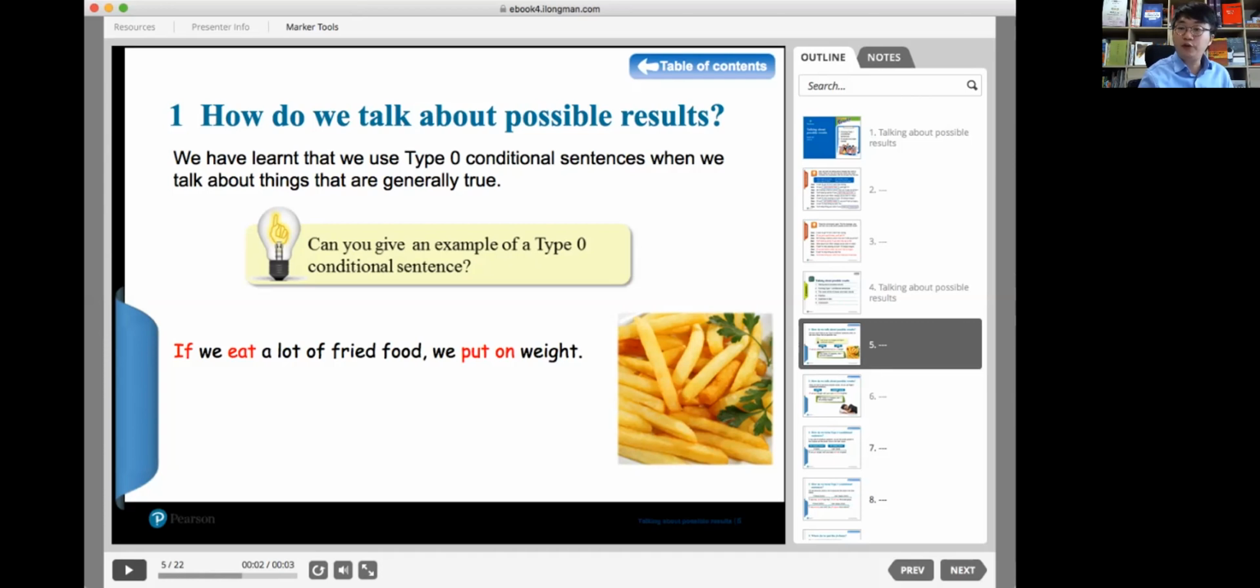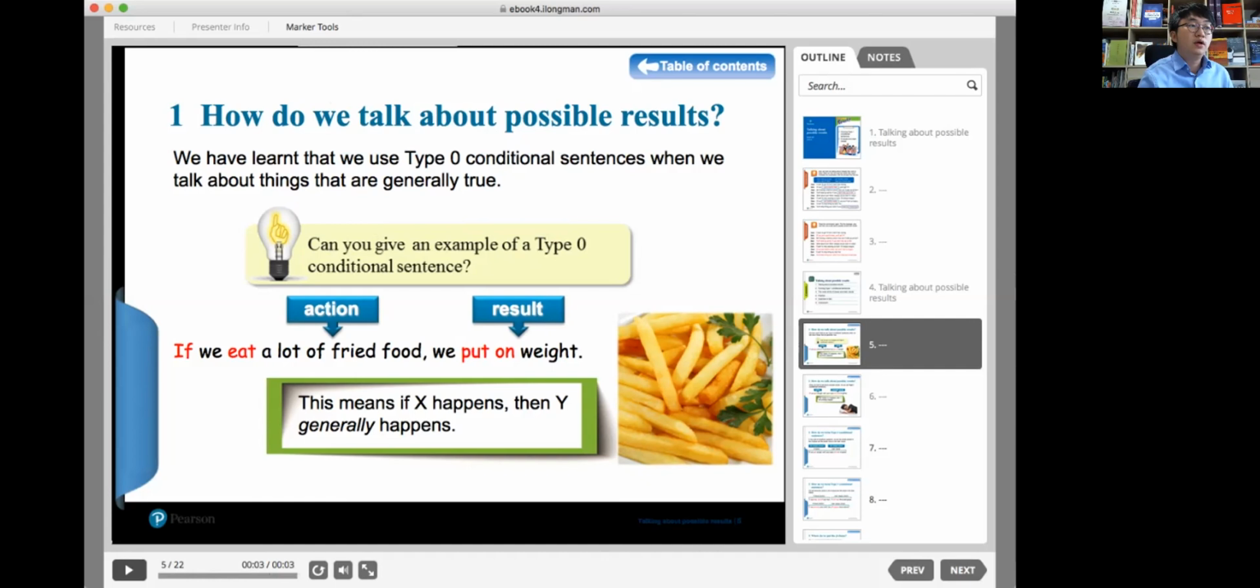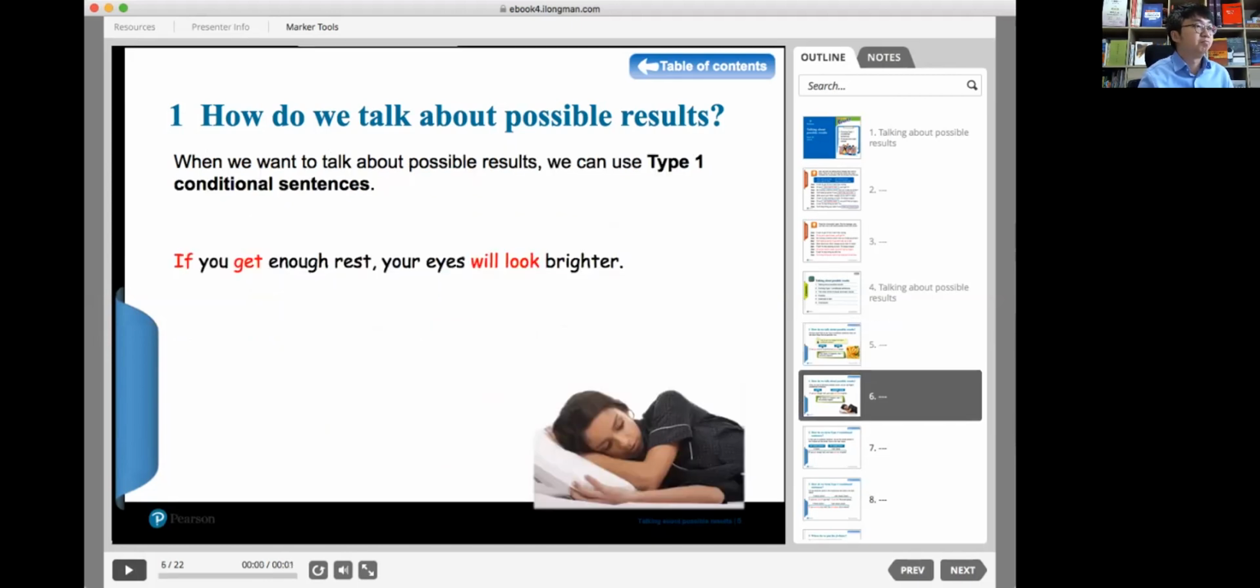If you eat fried foods, if you go to McDonald's very often, if you eat a lot of French fries, you put on weight. This is a must. Action, result. This means if X happens, then Y generally happens. Okay? Must happen or generally happens.